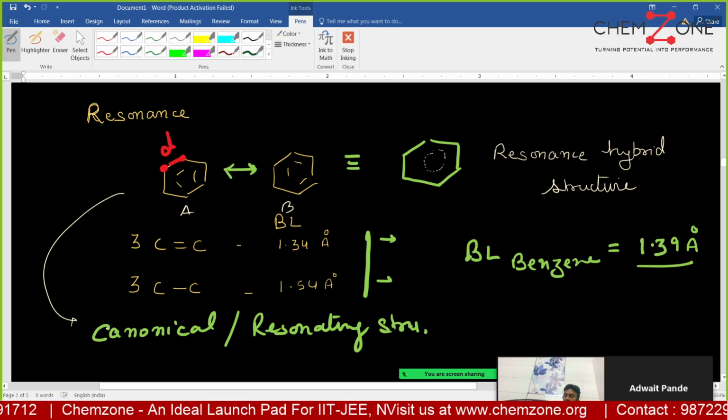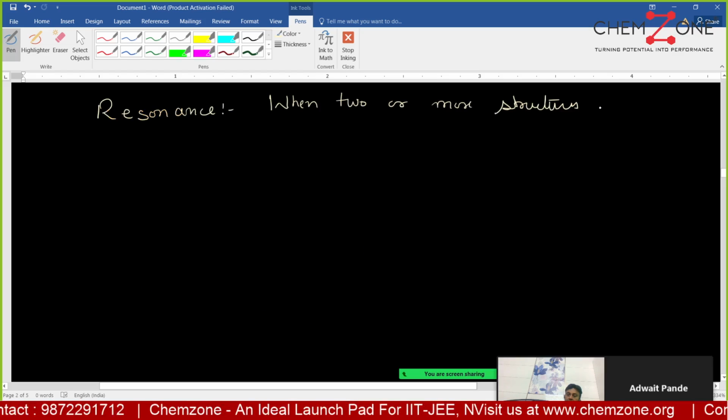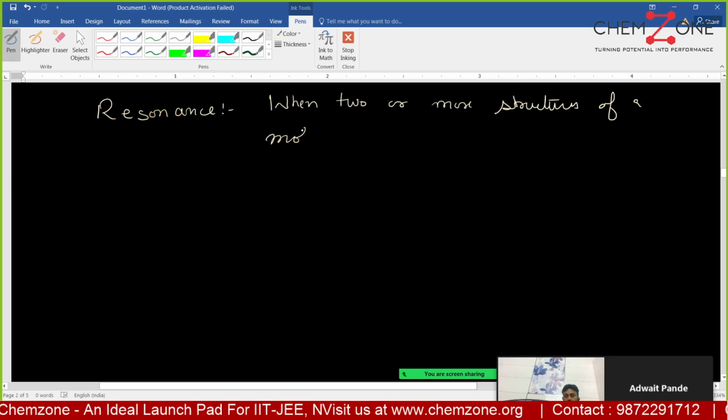When two or more structures of a molecule cannot explain all the physical and chemical properties, but their hybrid can, it is called resonance.